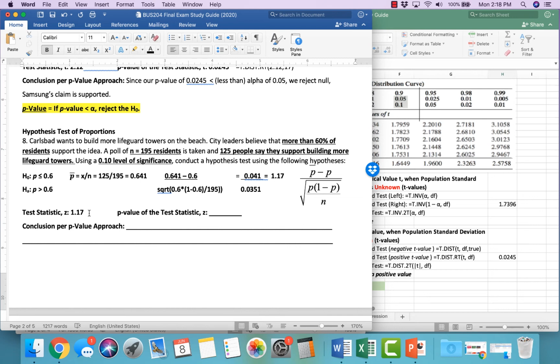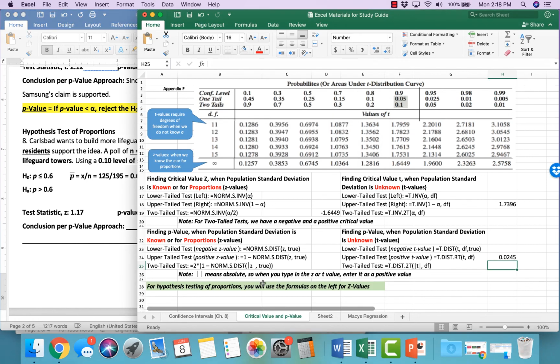So we've got our test statistic of 1.17. And then again, this is the p-value approach. So we need to find the p-value for our test statistic. So looking over in Excel, we are working with proportions. So you can see here over on the left, finding the p-value when we're not working with means, we're working with proportions. So that's why you can see here in red, I highlight proportions. And I also have a note down here, hey, for hypothesis testing of proportions, you can use the formulas on the left side with all of our z's.